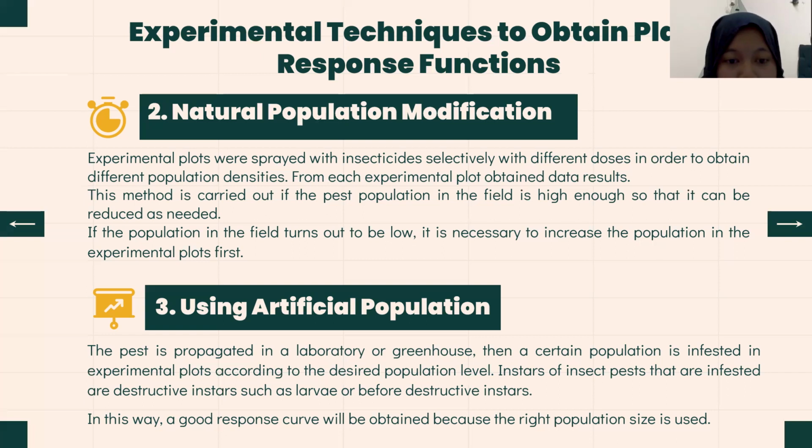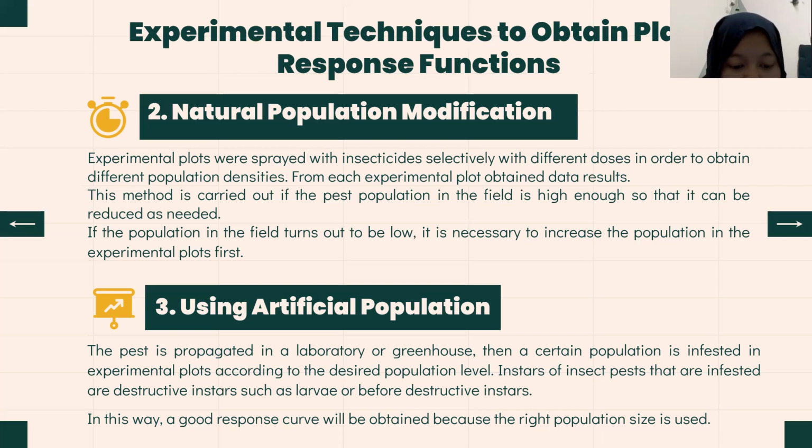Number 3, using artificial population. The pest is propagated in a laboratory or greenhouse, and a certain population is infested in experimental plots according to the desired population level. Instars of insect pests that are infested are destructive instars, such as larvae, or before destructive instars. In this way, a good response curve will be obtained because the right population size is used.